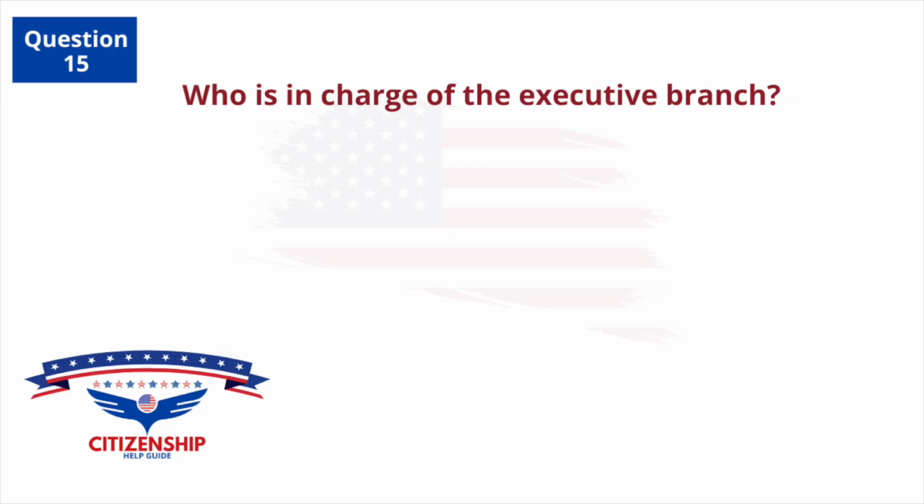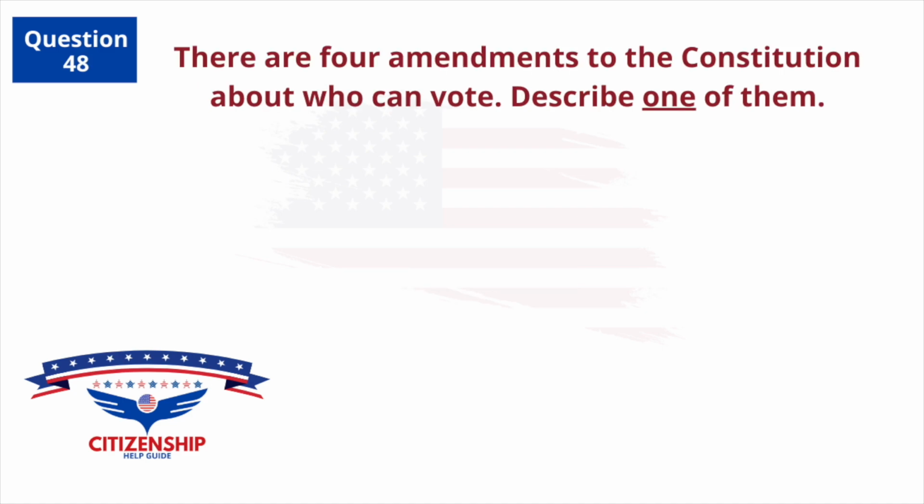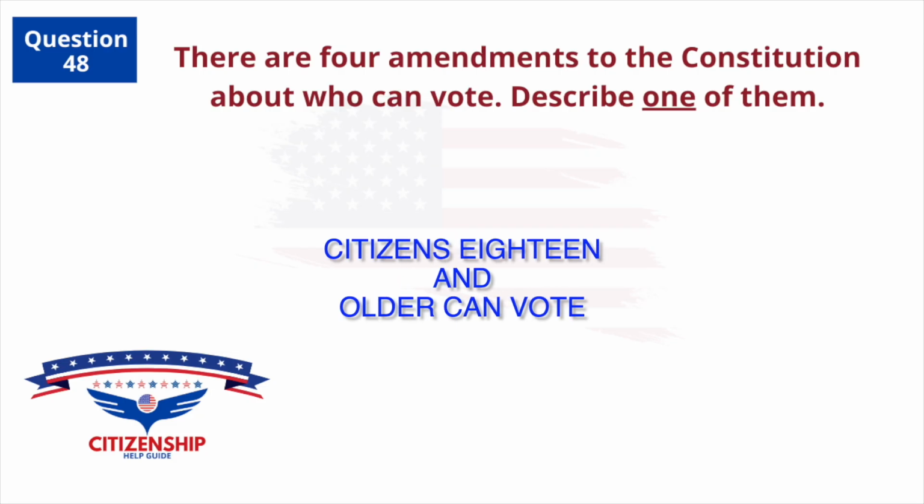Who is in charge of the executive branch? The President. There are 4 amendments to the Constitution about who can vote. Describe one of them. Citizens 18 and older can vote.